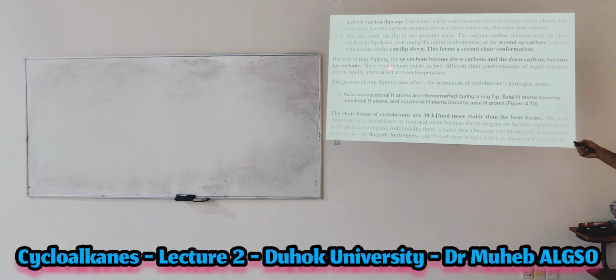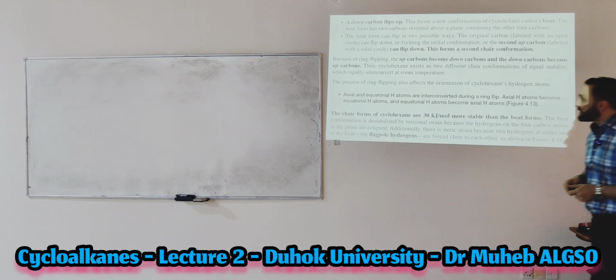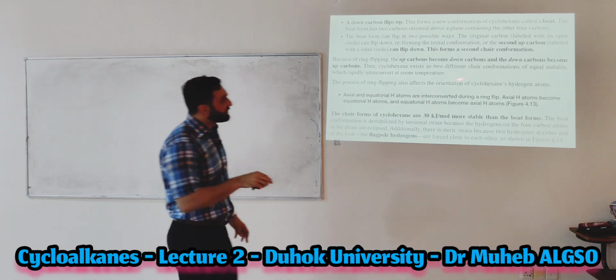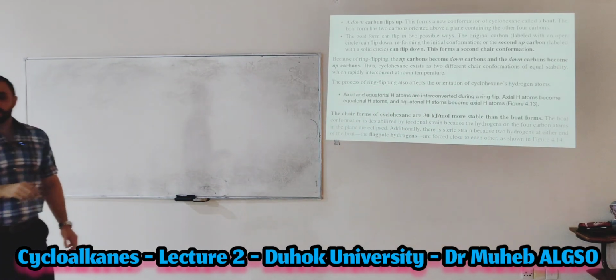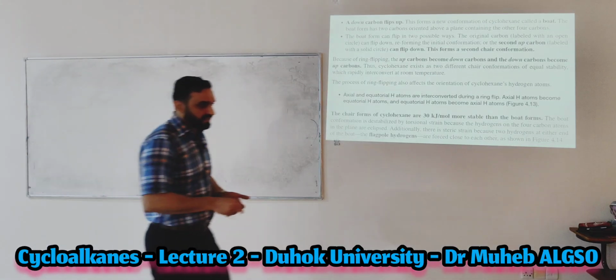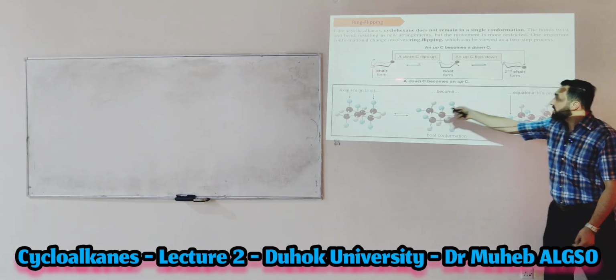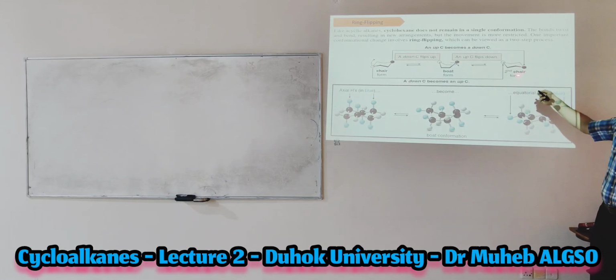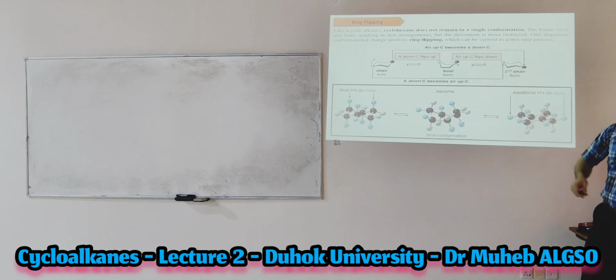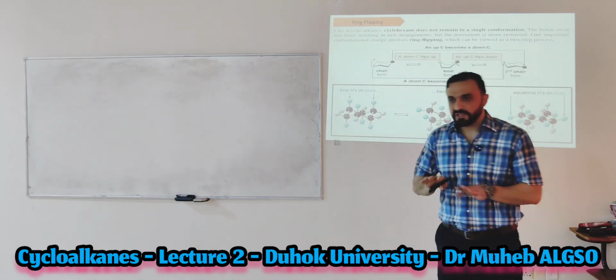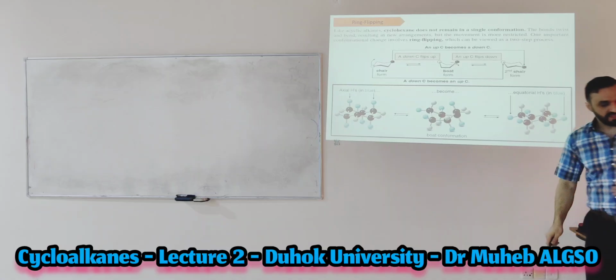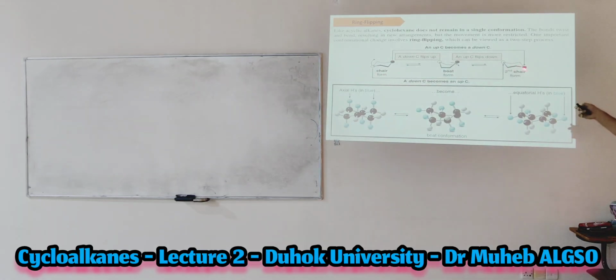Because of the ring flipping, the up carbons become down carbons, and the down carbons become up carbons. The cyclohexane exists as 2 different chair conformations of equal stability. If I ask you which is the more stable conformation, the first chair conformation, this or this, they are equal in stability. There is no difference between this and this.